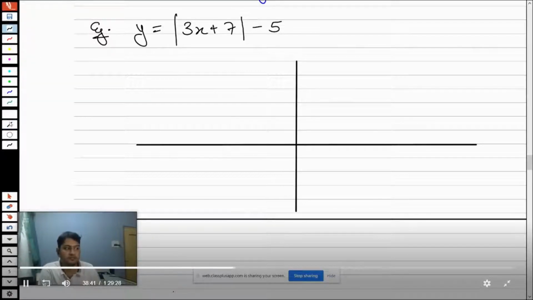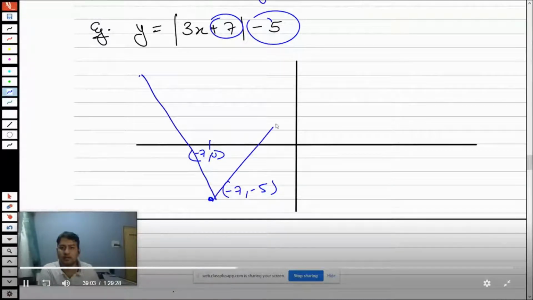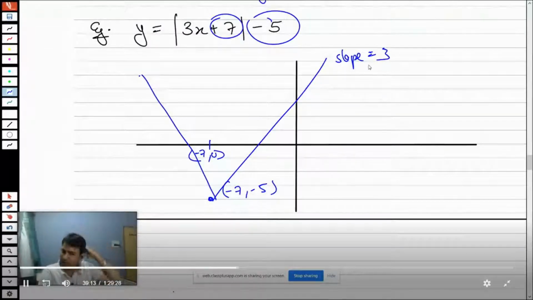All right. So firstly, this is now plus 7, so it will be 7 units to the left. So minus 7 comma 0. Then this minus 5 is going to make it drop down by 5 units. So this point is minus 7 comma minus 5. And from here, we will have a curve with slope 3. So slope 3. The V with slope 3 will be very, very steep. So this is approximately what it would look like.